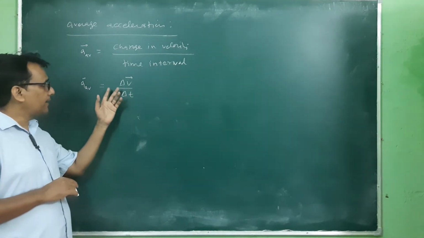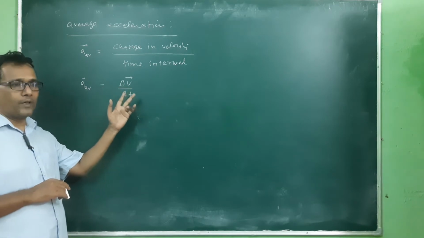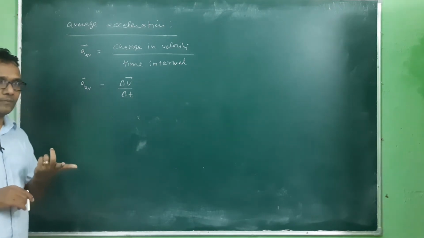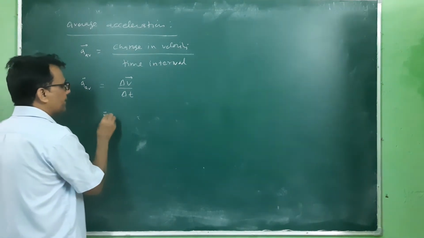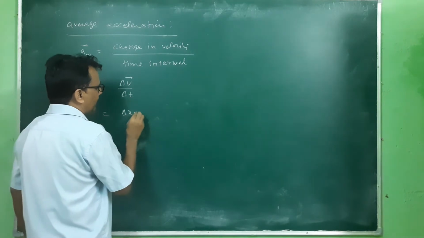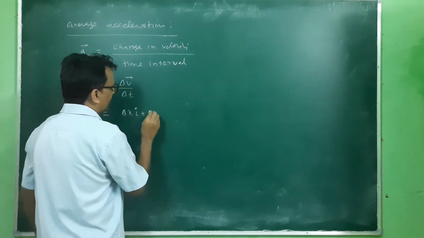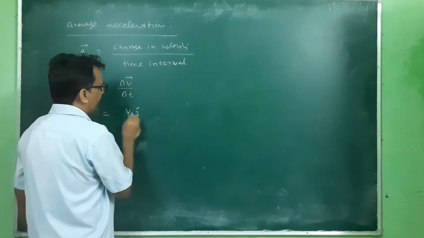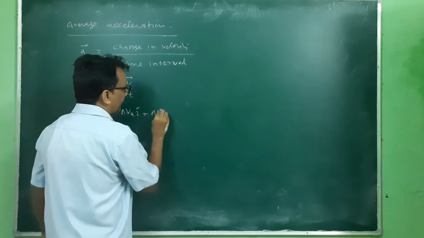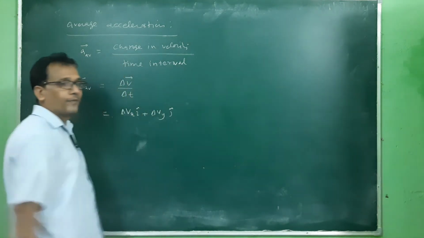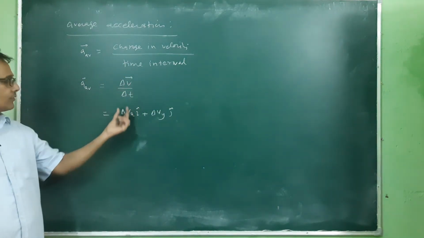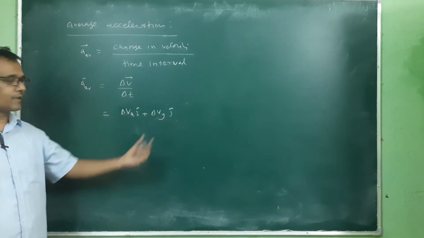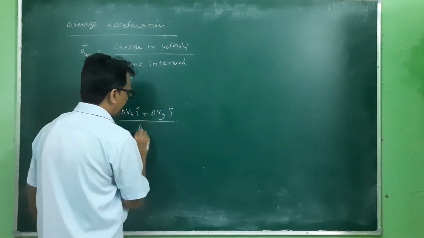So I can directly write this in the form of components, or that can be written in the form of v2 minus v1 terms also. So this can be written as delta vx i plus delta vy j. This is delta v, so this will be the x component, and this is the y component. So directly we can write in the form of these components upon delta t.